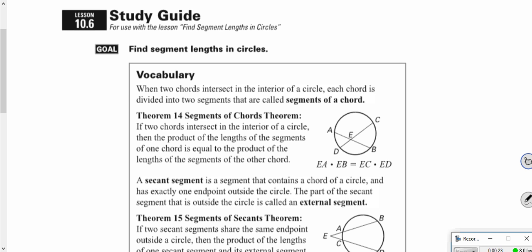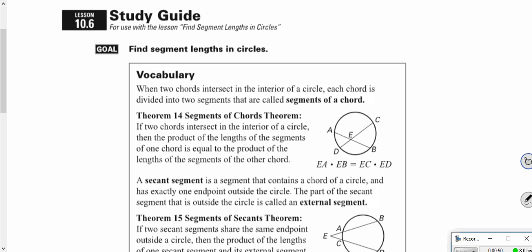I do like the vocab box here on this study guide. I know the last one for 10.5, I ended up having to cut and paste some out of your textbook because they gave some nice pictures to go along with theorems 11, 12, and 13. These give us nice pictures right along here in the study guide, so that's kind of nice. So make sure you keep the study guide handy for these formulas.